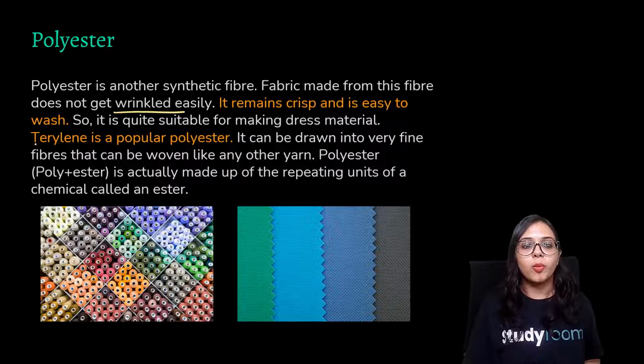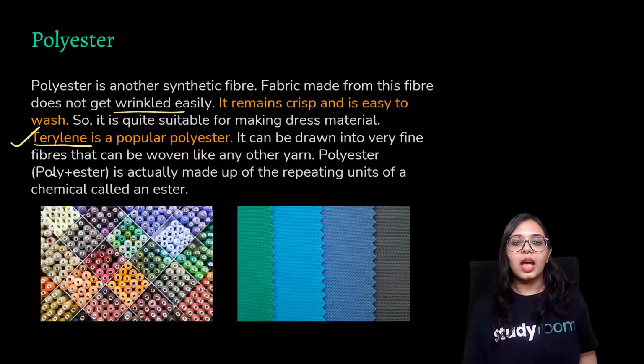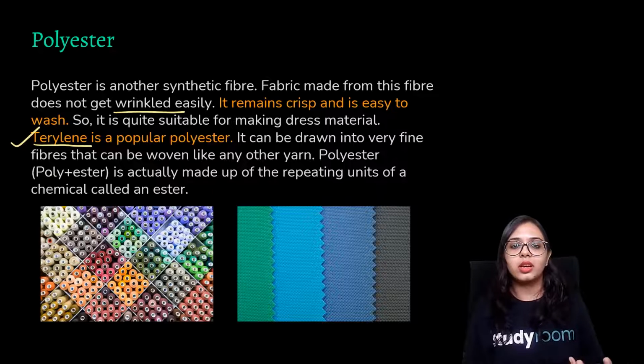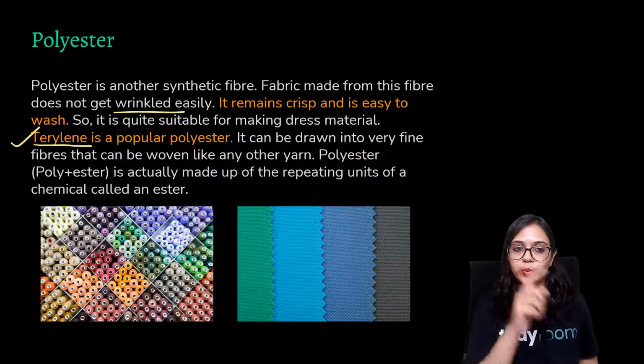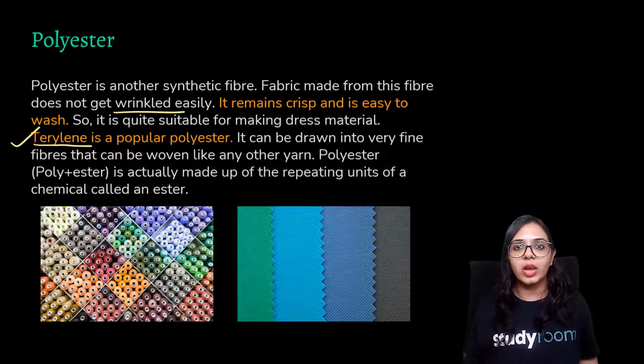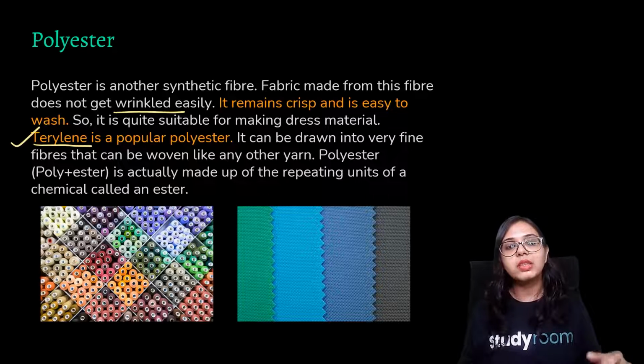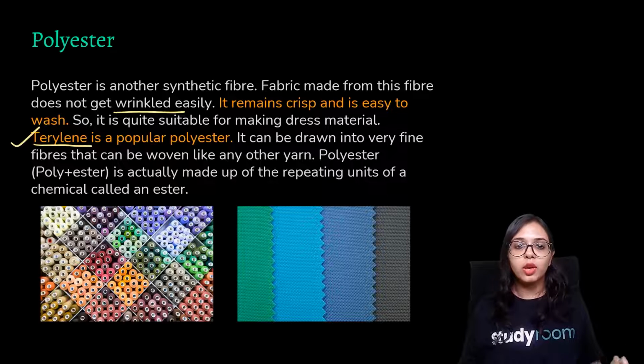And terylene is a popular polyester. It can be drawn into very fine fibers that can be woven like any other yarn. So terylene is a special kind of polyester. It is a very important polyester, and it differs from the very commonly occurring polyester in the sense that terylene can be easily drawn into very fine fibers. Fine fibers means very thin fibers, and owing to the very small diameter of these fibers, they can be easily processed into different kinds of cloths.